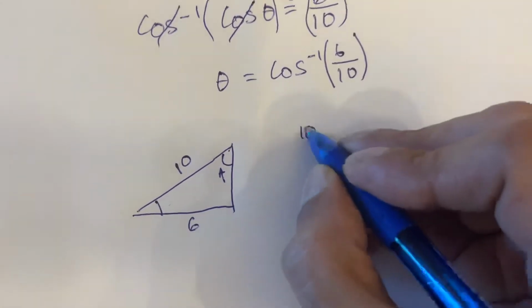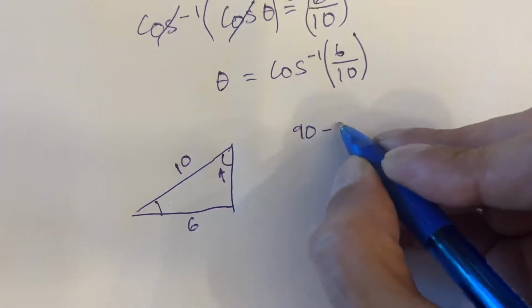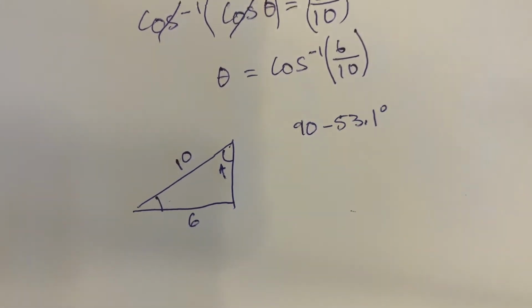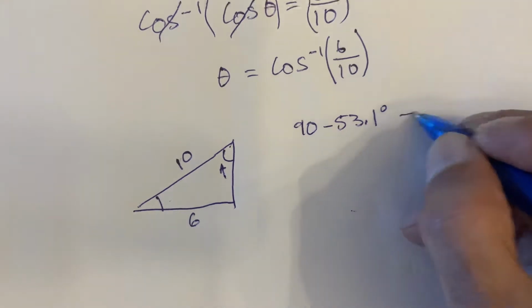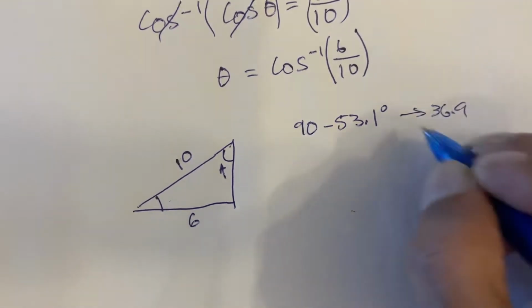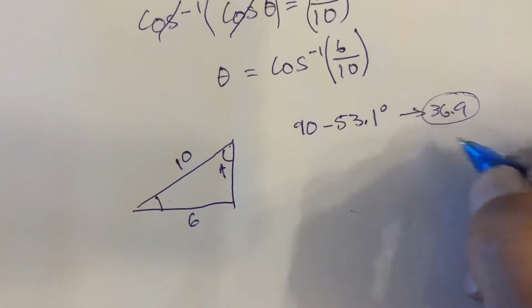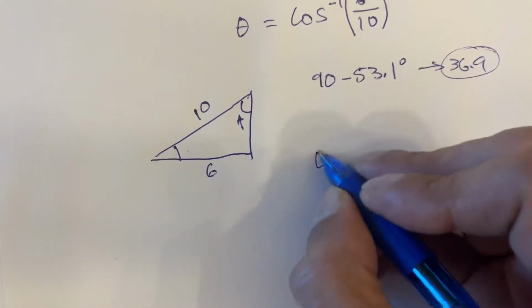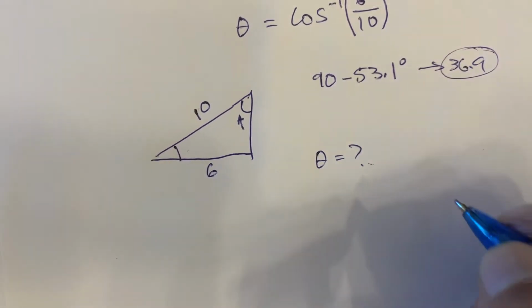Now I already know that angle has to be 90 minus 53.1, but I am still going to go ahead and do that to see what works out. It should be 36.9. Okay, so I kind of know this, but I'm still going to go ahead and use my trig to figure that out. So that's the angle I'm looking for. Theta is the question mark.